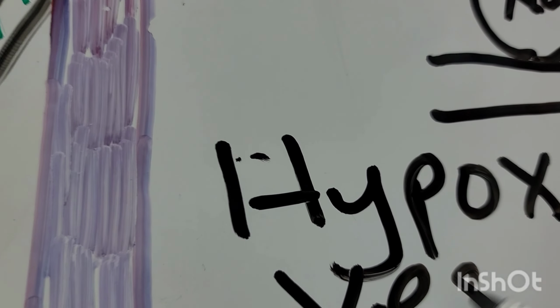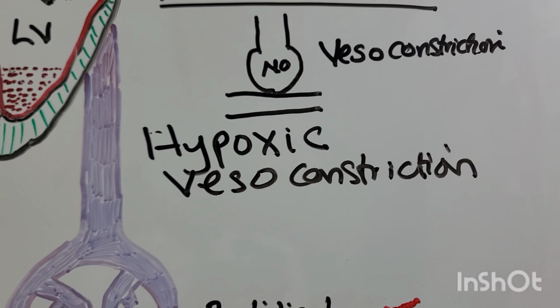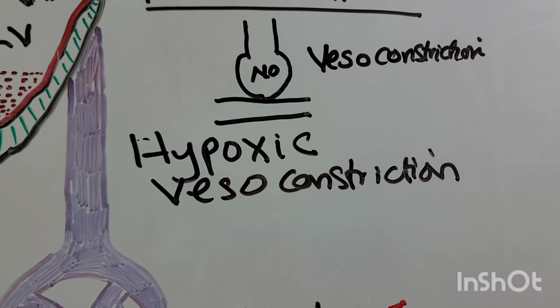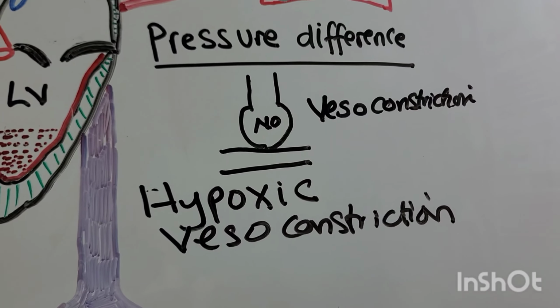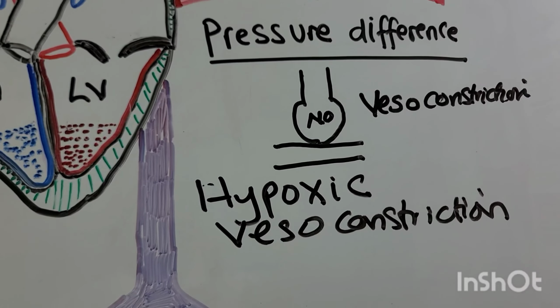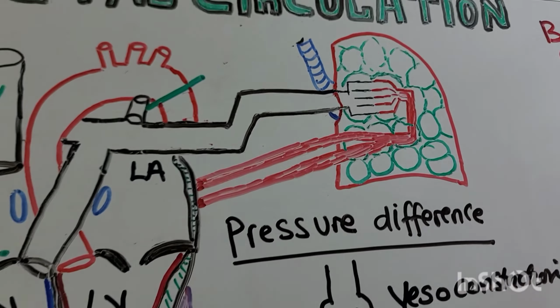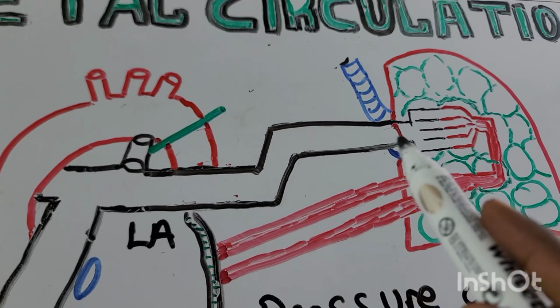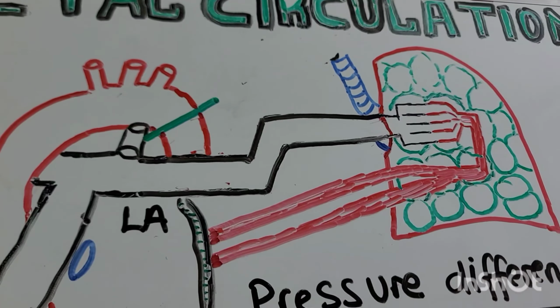So now the mechanism is what we call hypoxic vasoconstriction. Okay, hypoxic vasoconstriction. That's what's going to be happening on the entire lungs. So now what happens is that because of that vasoconstriction, we are going to be having a lot of resistance in the lungs.